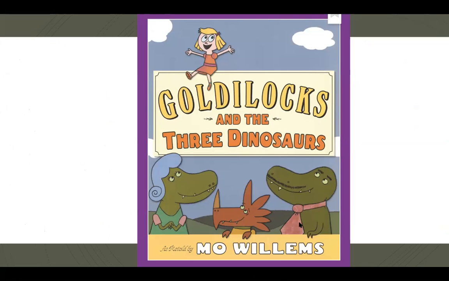Today's story is Goldilocks and the Three Dinosaurs by Mo Willems. And yes, that says Goldilocks and the Three Dinosaurs.